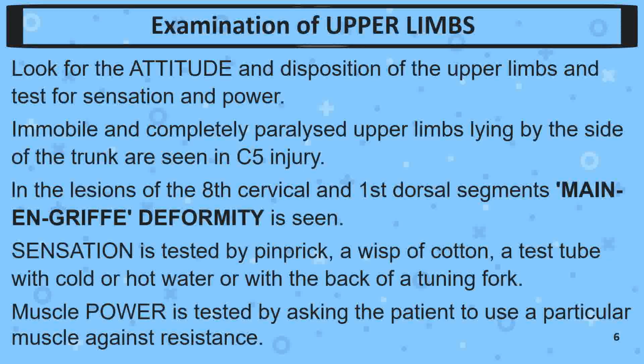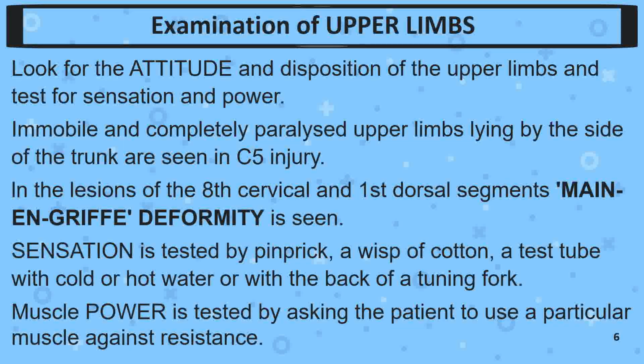In a C6 level injury, the patient lies on the back with the arm abducted and externally rotated and the forearm flexed and supinated due to injury to the fifth cervical nerve. In a C7 level injury, the arm is partially abducted and internally rotated with the forearm flexed and pronated due to the injury to the sixth cervical nerve. In the lesion of the eighth cervical and first dorsal segments, there will be paralysis of the intrinsic muscles of the hand and will lead to a main-en-griffe deformity.